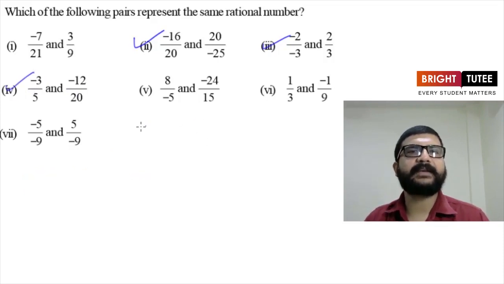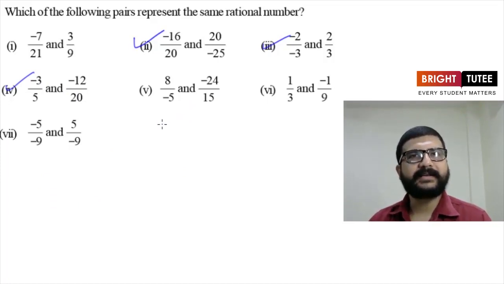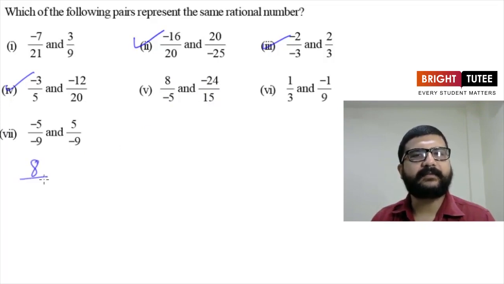For checking whether a pair of numbers is representing the same rational number or not, we just have to find their standard forms, and by that we can tell whether they are representing the same rational numbers or not. Now the next numbers here are 8 upon minus 5 and minus 24 upon 15. So let's write their standard form.